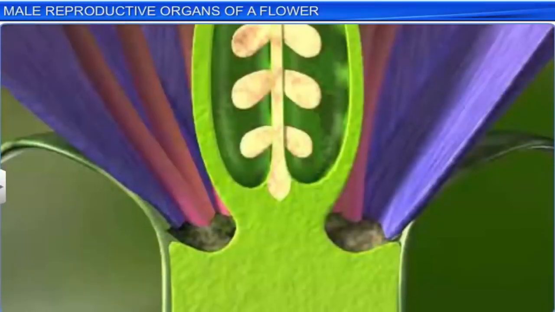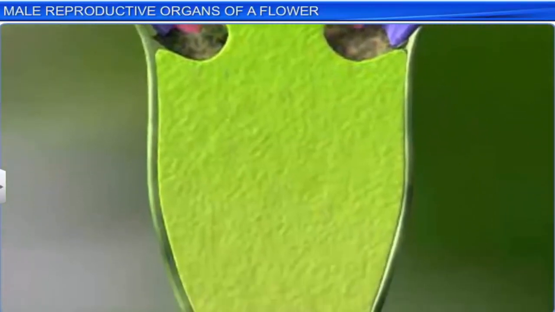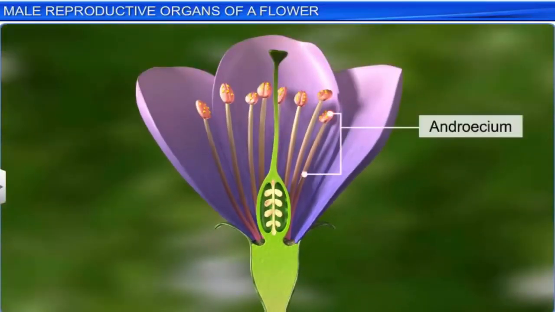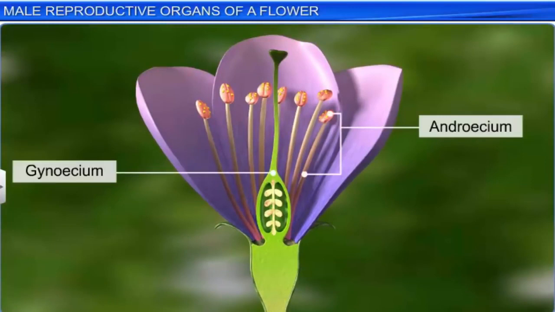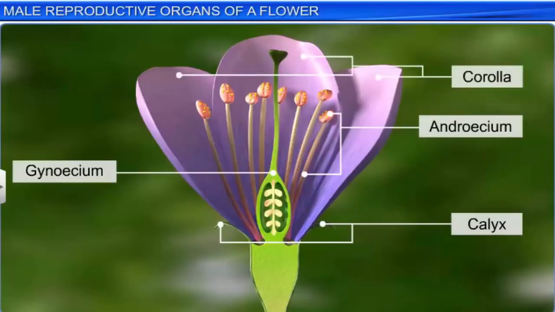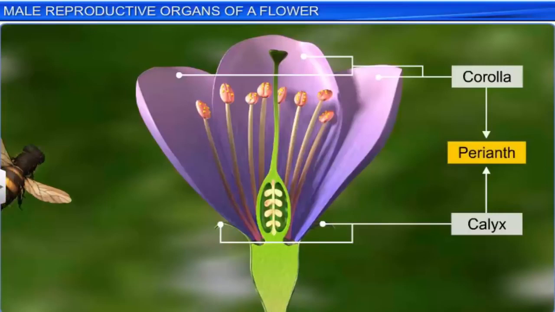From these nodes arise four modified leaf-like structures called whorls, which are arranged on the swollen end of a stalk called the thalamus. The whorls include the androecium, gynoecium, calyx that consists of sepals, and lastly the corolla comprising the petals. The calyx and corolla, referred to as the perianth, are bright and colorful to attract insect pollinators.